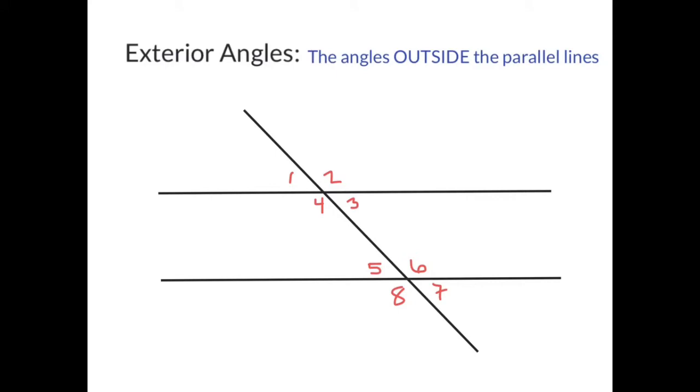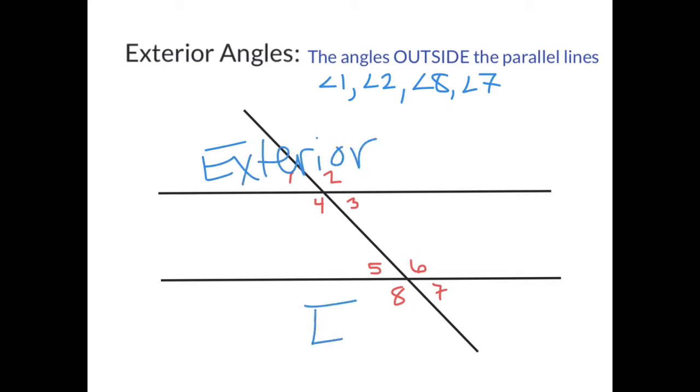So exterior angles are the angles on the outside of the parallel line. So these are our two parallel lines. You can kind of see that it creates this outside, inside, outside. Kind of think of it like a sandwich. So outside, inside, outside. So in this example, angle 1, angle 2, angle 8, and angle 7. These are going to be our exterior angles.